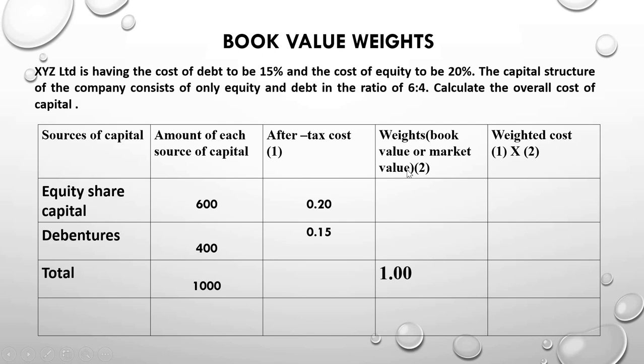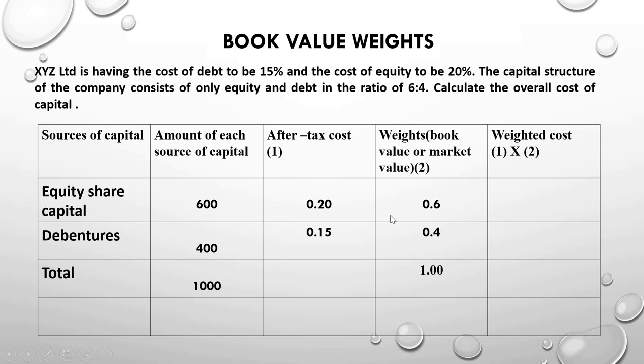Now we have to calculate the weights. How do we calculate the historical weights first? Since you have invested $600 out of 1,000, the total capital structure is 1,000, and out of which 600 you have borrowed from equity share capital. So for calculating the weights, it will be 600 divided by 1,000, and similarly 400 divided by 1,000, which comes out to be 0.6 and 0.4. Do remember the total of the weights should be 1.